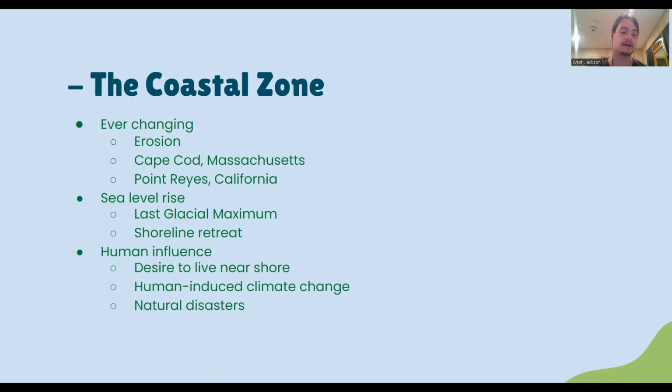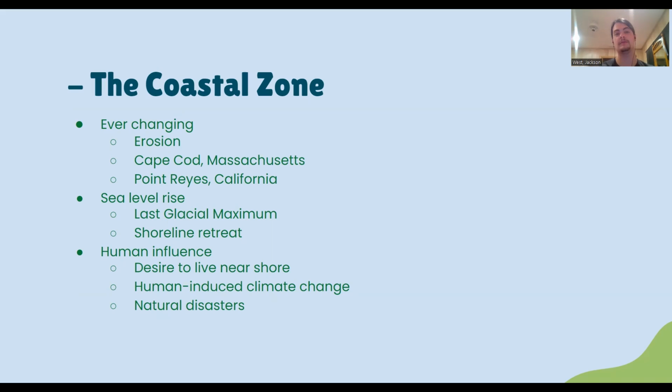Humans have a strong desire to live near the shore, and this is seen in the fact that close to half of all humans live within about 100 kilometers of a shoreline. They tend to build structures on the shore, which affects the features of the shore. Another way humans influence the shoreline is by human-induced climate change. Humans have caused some climate change through greenhouse gas emissions and other ways as well, which have caused glaciers to melt and the sea level to rise, causing some of the changes we have talked about previously.